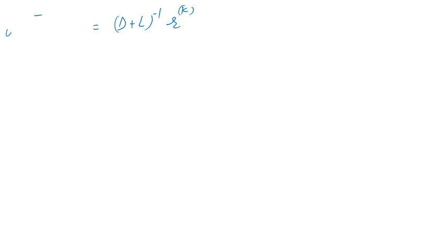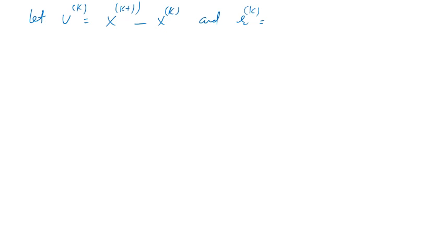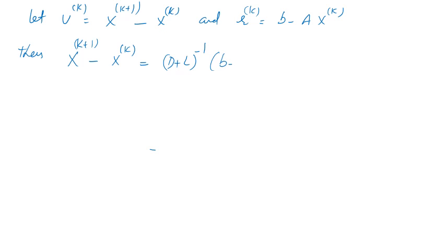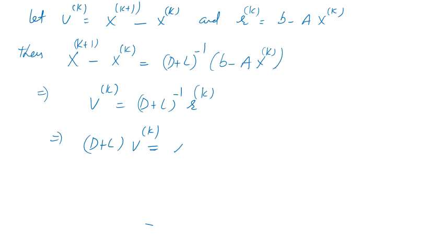Better, let me explain one more time. Let v^k equal x^(k+1) minus x^k, and r^k with the same notation as in the Gauss-Jacobi method, b minus A x^k. Then what we have previously, x^(k+1), taking x^k onto the left side, is equal to (D + L)^(-1) (b - A x^k), right? That implies v^k equal to (D + L)^(-1) as it is, and this is r^k. Done? Okay. Therefore I can write this, taking (D + L) onto this side, as (D + L) v^k equal to r^k, isn't it? Right? So this is the error format.